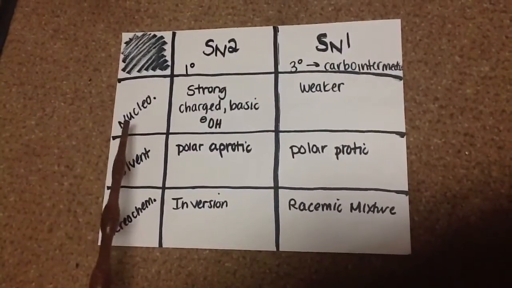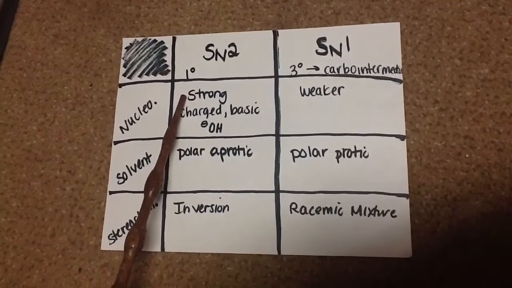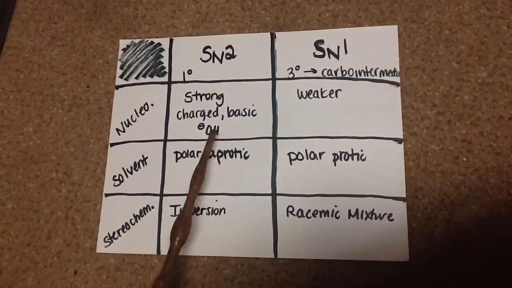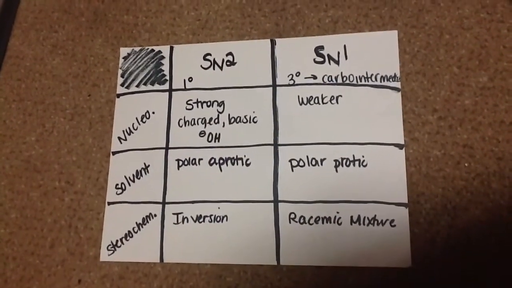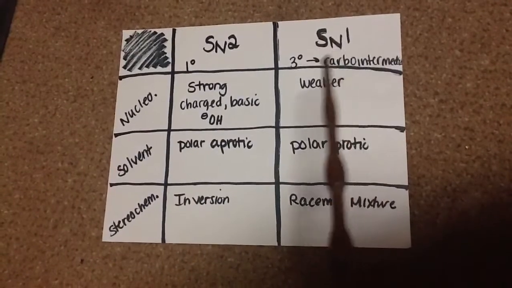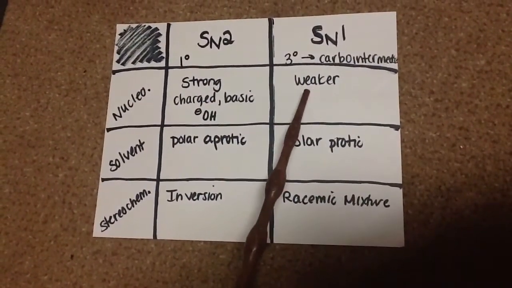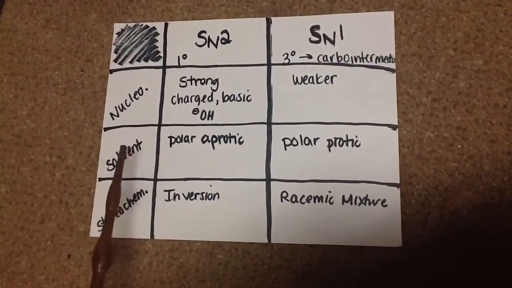Now let's look at nucleophilicity. The SN2 reaction favors a strong nucleophile. This would be anything that's charged or basic, such as the hydroxide anion. The SN1 reaction doesn't depend on the strength of a nucleophile, but it would normally favor a weaker one since the SN2 favors stronger.